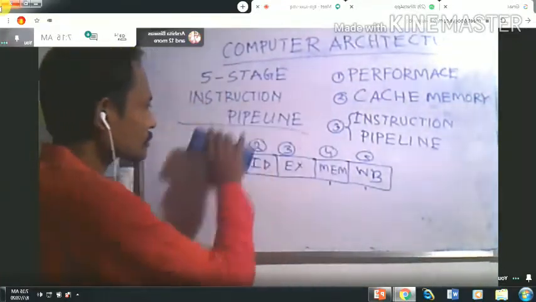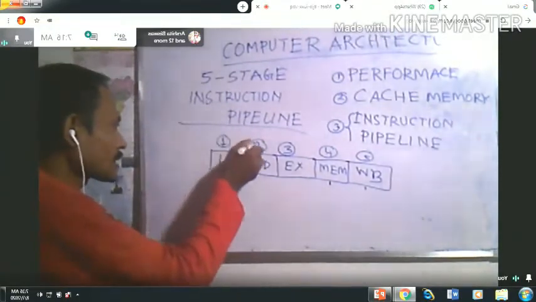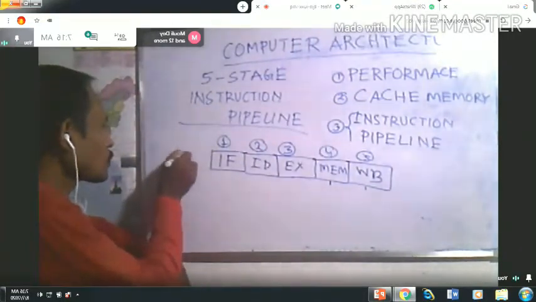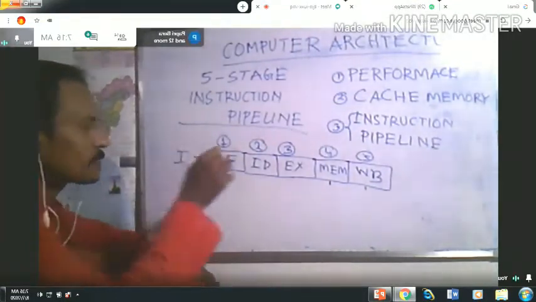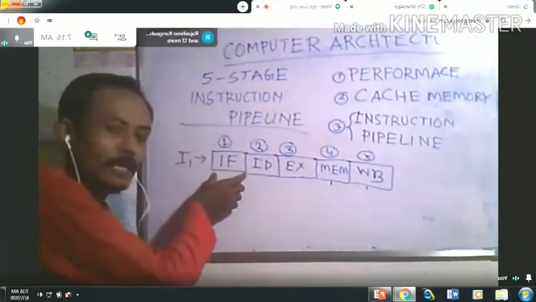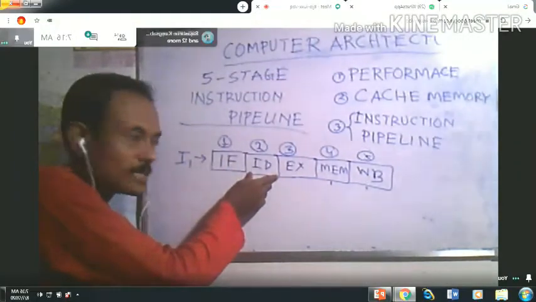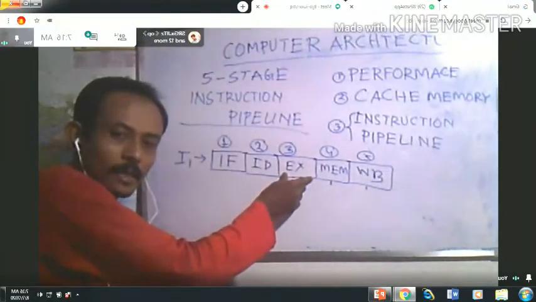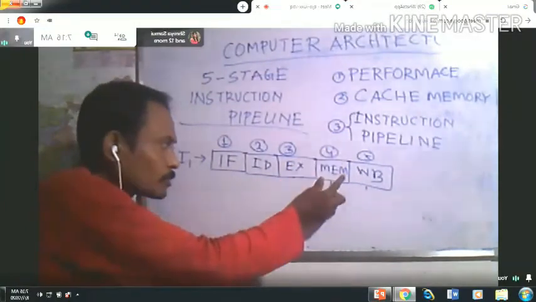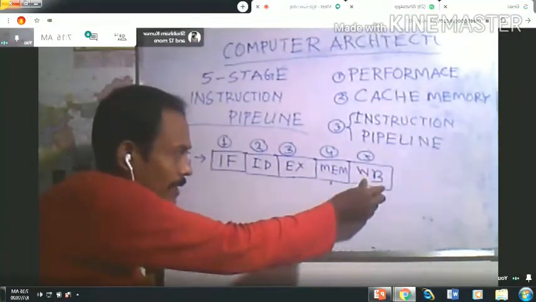Suppose these are the clock pulses: first clock pulse, second clock pulse, third clock pulse, fourth clock pulse, fifth clock pulse. Suppose instruction 1 enters the CPU. In the first clock pulse, the instruction fetch stage will be executed. In the second clock pulse, instruction decode will be executed. In the third clock pulse, instruction execution will be executed. In the fourth clock pulse, memory access will be executed. Then the write back.